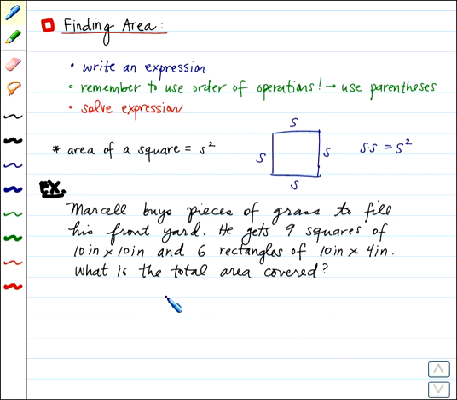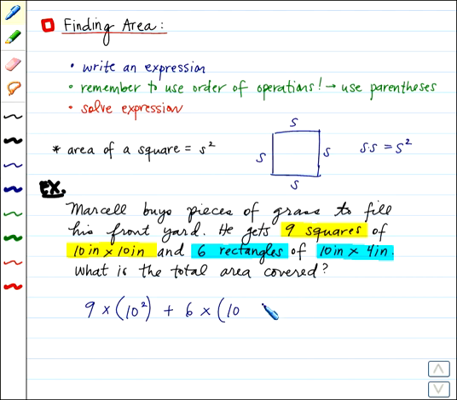Alright, welcome back. Now let's go ahead and try to write an expression. Let me highlight the terms we need to know. He gets 9 squares of 10 inch by 10 inch and 6 rectangles of 10 inch by 4 inch. So we can write this as 9 times, now let's just put it in parentheses, 10 squared, since we have a square, and then we're adding 6 times the number of rectangles times the size of the rectangle, 10 by 4. And now that we have this whole expression, we can solve it.